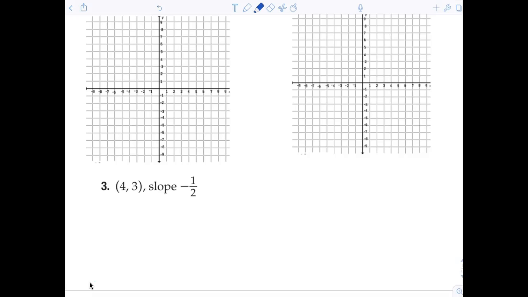All right, Isabel, tell me. y - 3 = -1.5(x - 4). Simple, simple, simple. Very good. All right, now tell me what's next.